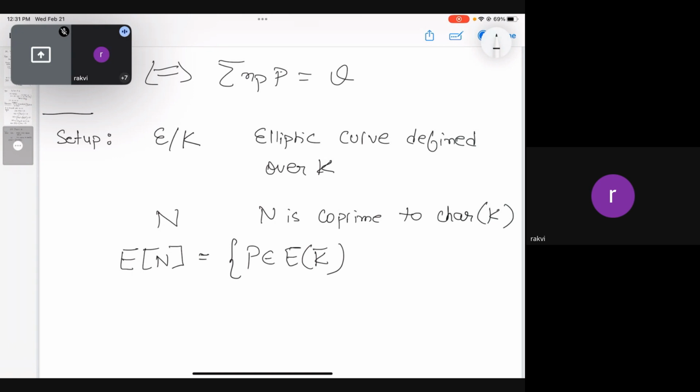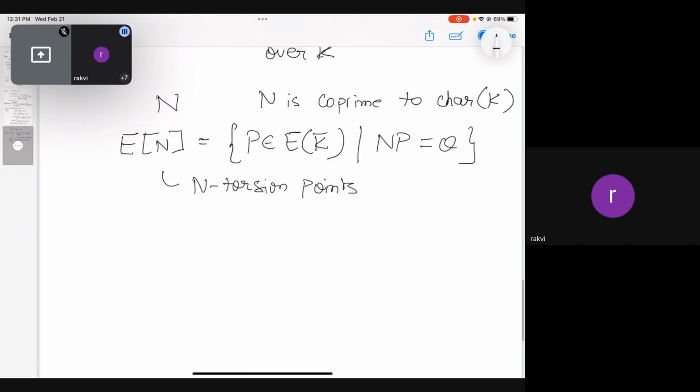Anyway, so if I start with any field, all I have to do is go to K bar to collect all the points. So I take all the points such that when I add P to itself n number of times, I get identity. Okay. This has a name. It's also called the set of n torsion points. The word torsion comes from group theory, like they have a finite order of n. And anyway, so this is what I mean.